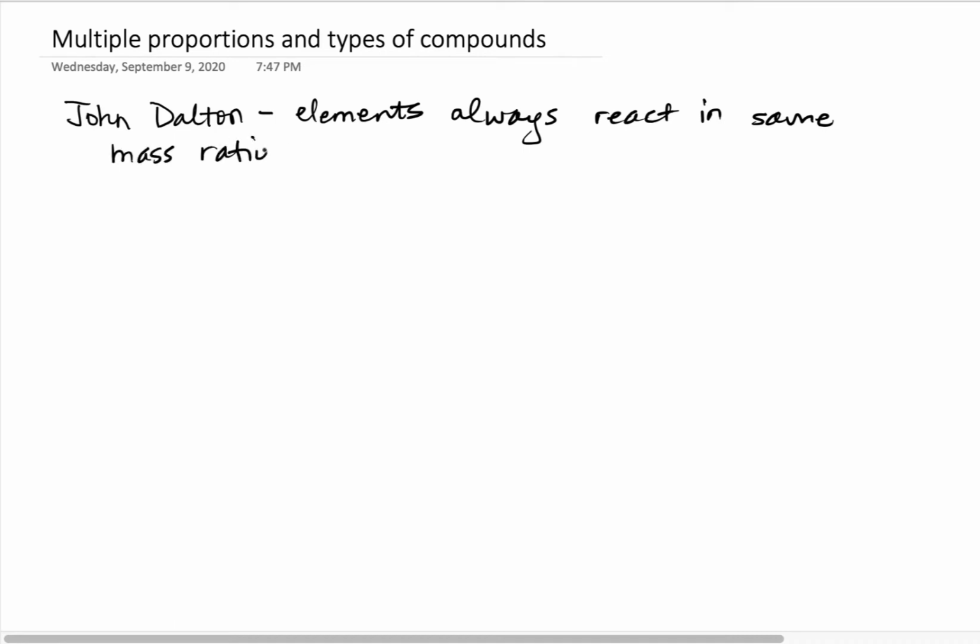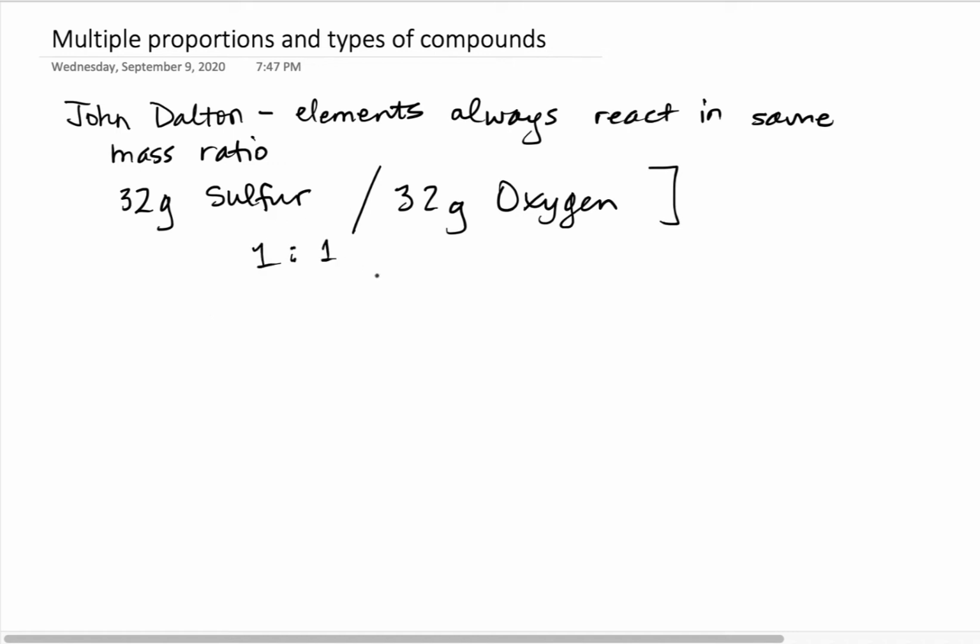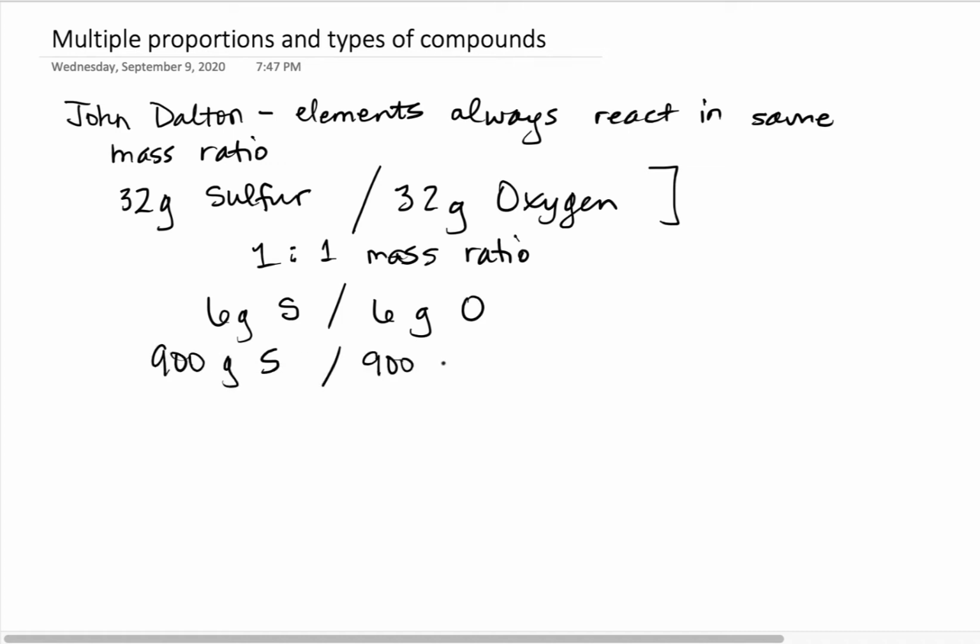What I mean by that is if you had sulfur and you weighed out 32 grams of sulfur and then you reacted it with oxygen and you found that it reacted with 32 grams of oxygen, then these would be a 1-to-1 mass ratio. So if you had 6 grams of sulfur, it would react with 6 grams of oxygen. If you had 900 grams of sulfur, it would react with 900 grams of oxygen. It would always keep this same mass ratio.